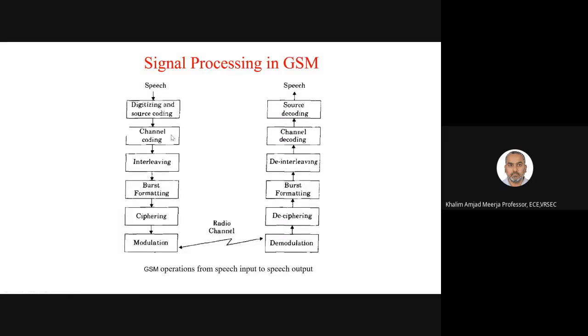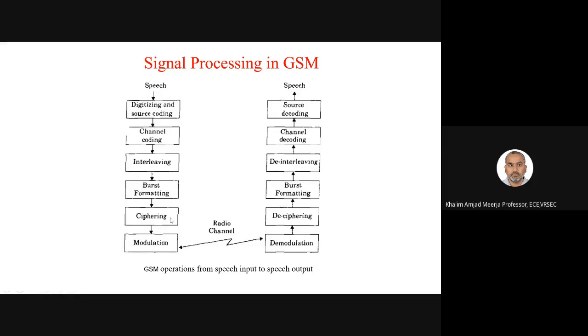Digitizing, source coding, channel coding, interleaving, and burst formatting all have to do with the engineering techniques to transmit the data to the other side. But we have to protect our system from eavesdropping, so that our conversations don't fall into the ears of some unintended persons. We need some kind of ciphering, some kind of security, some kind of encryption. So after all the techniques used for transmitting the data, at the end you pass it to a block called ciphering.